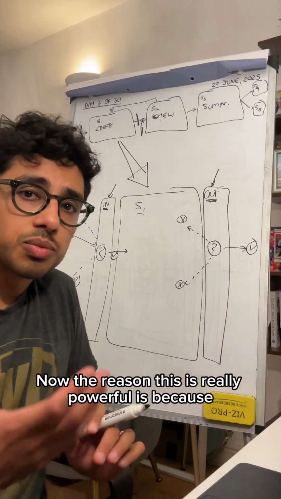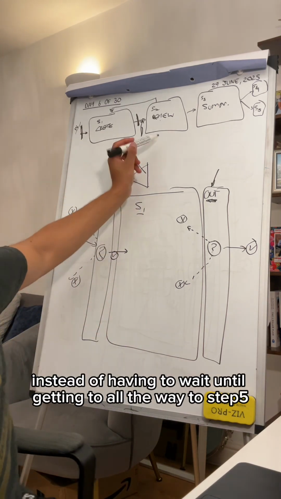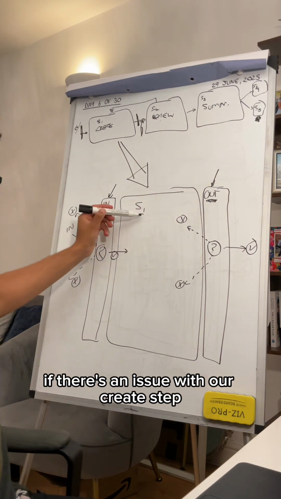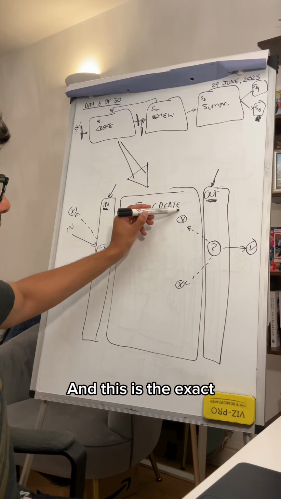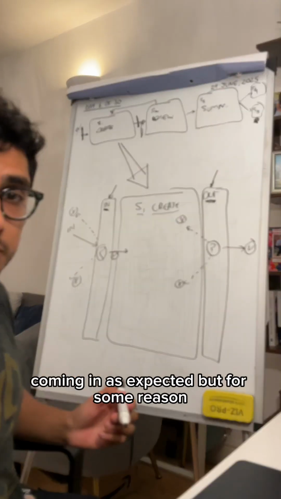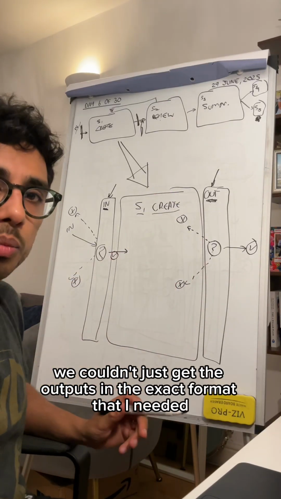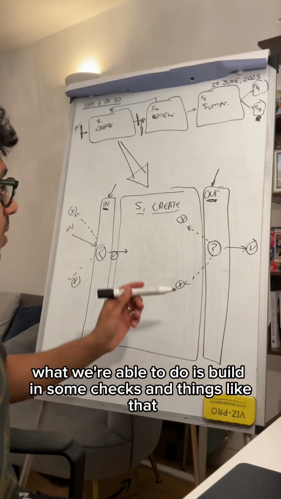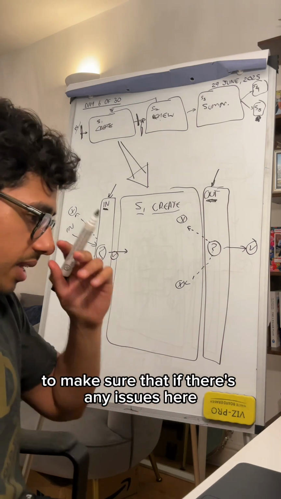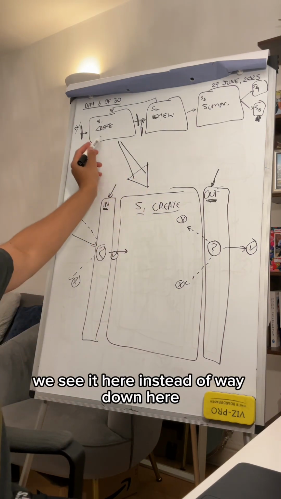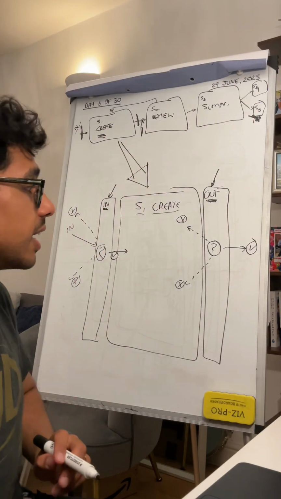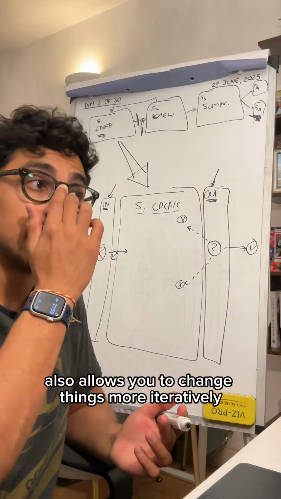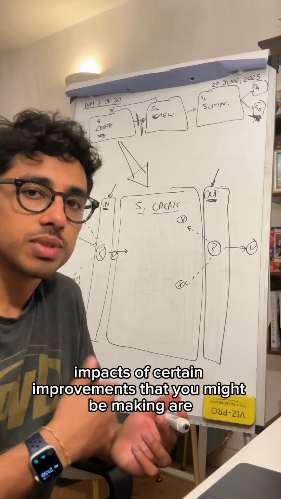Now, the reason this is really powerful is that instead of having to wait until getting all the way to step 5 to find an issue with our create step, and this is the exact issue that I had today, we had the inputs coming in as expected, but for some reason we couldn't get the outputs in the exact format that I needed for the subsequent step. So we're able to build in some checks to make sure that if there's any issue here, we see it here instead of way down here, which allows for much better debugging. It also allows you to change things more iteratively, and then also see what the downstream impacts of certain improvements that you might be making are.